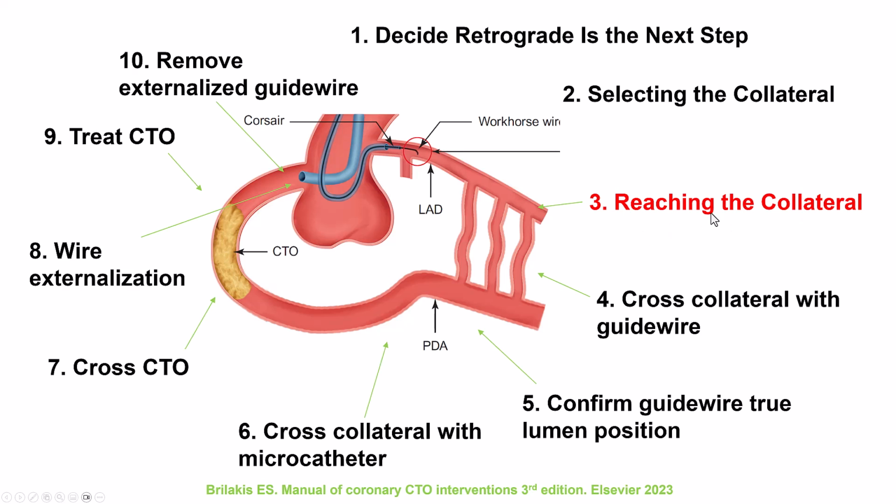Moving on to step number 3, which is to reach the collateral. And when we say reach, we mean to advance a microcatheter into the septal, so then we can use a guidewire to cross the septal.